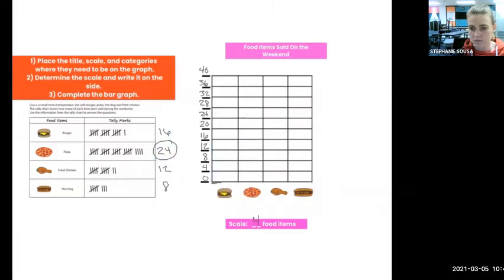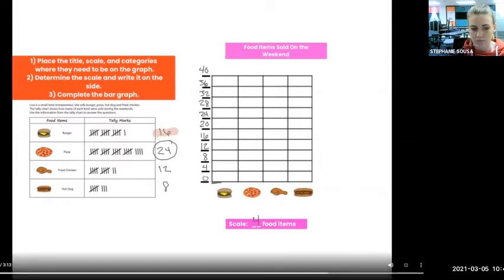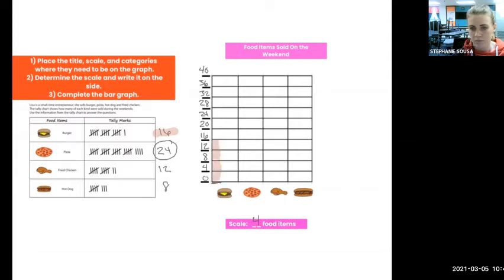The next step would be taking these numbers and creating the bars. So I'm going to use my highlighter, and I see that I have 16 hamburgers. So I'm going to start at 0 and go up to 16 and color that in. I stop here at this line because this is where my 16 is. I'm going to continue on with the pizza, fried chicken, and hot dog. Now that I have graphed all of my data on my chart, I have completed my bar graph.